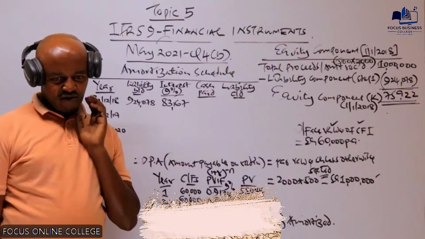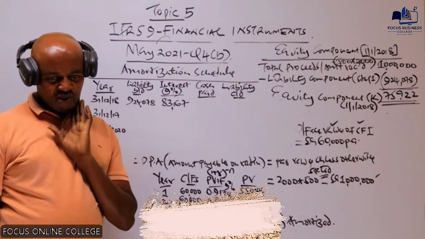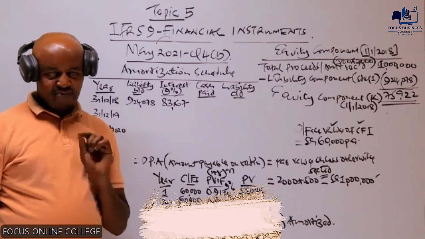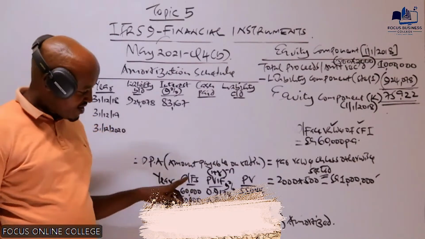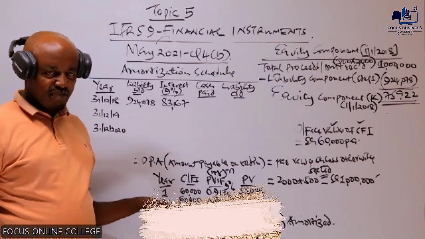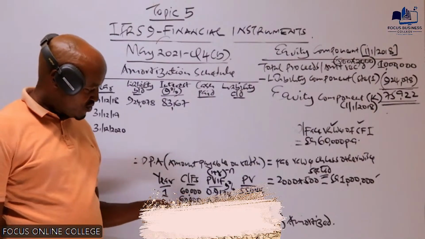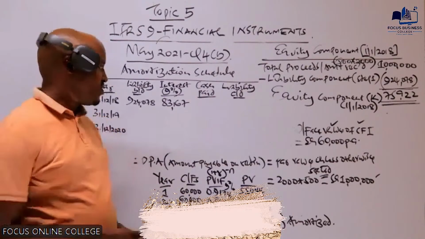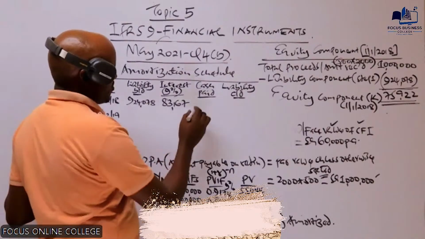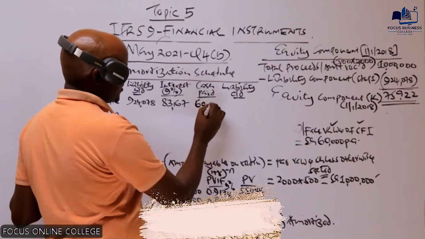I see whether we are following what we are doing here. The cash paid by our company is what we have here. These are the cash paid by our company, year 1, year 2, year 3. So the cash paid here was 60.